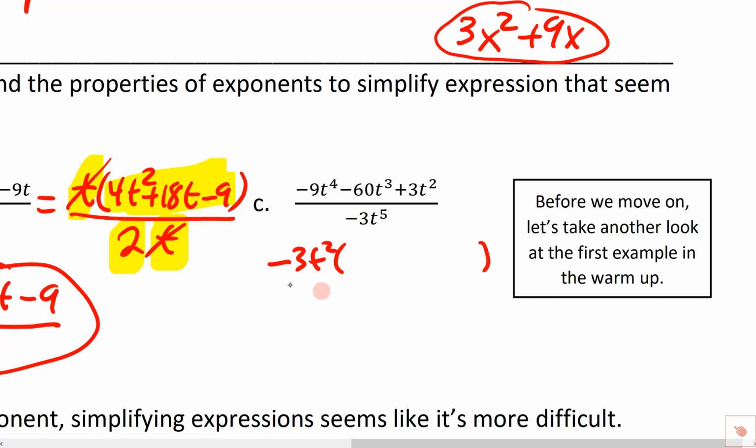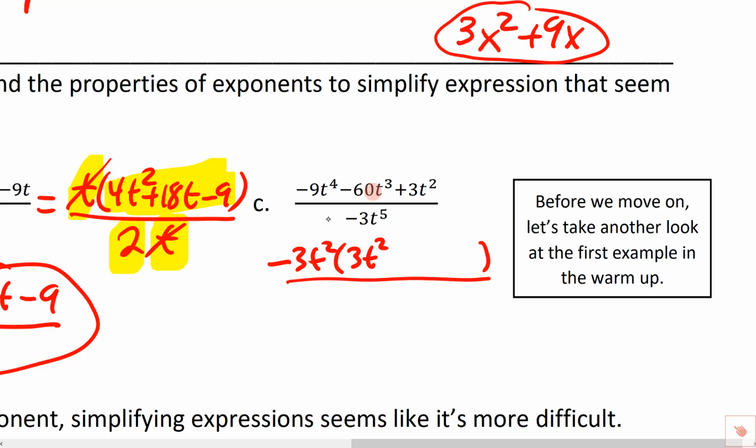So let's see what's left when I take out a negative 3t squared. So number-wise, if I take out the negative, I'm left with a positive, and 9 divided by 3 would be 3. So this is going to be positive 3. And we took out 2 of the t's, so this would be t squared.